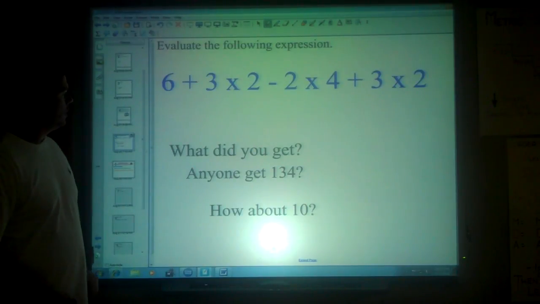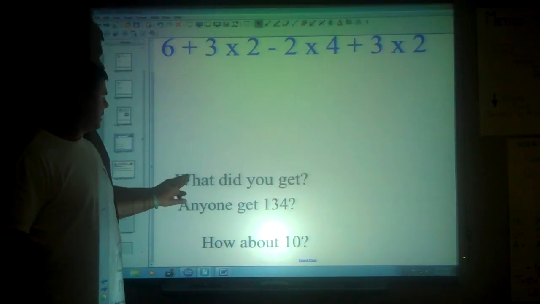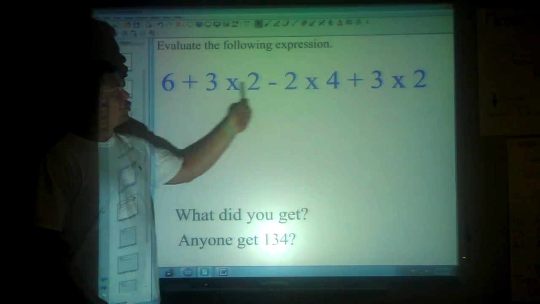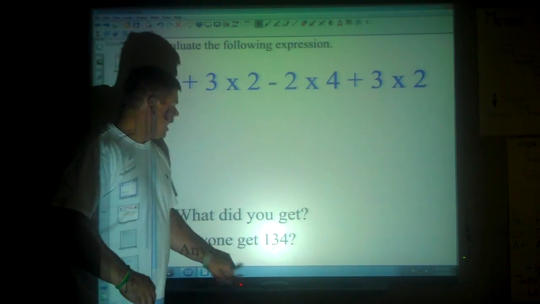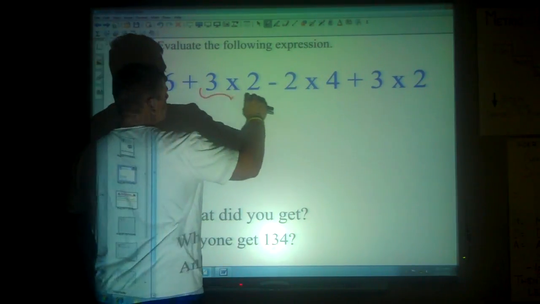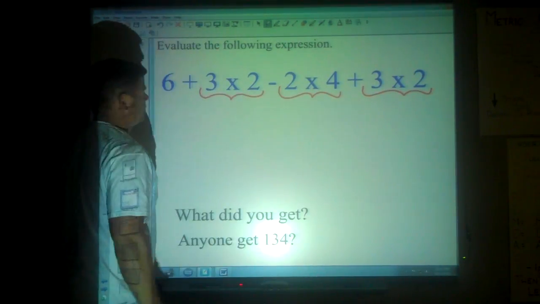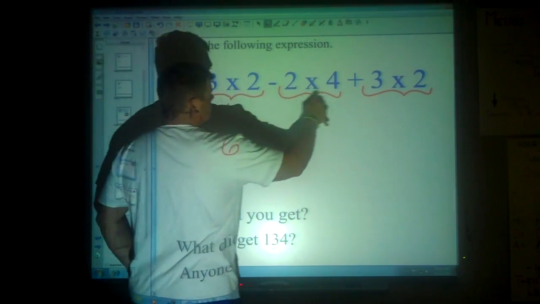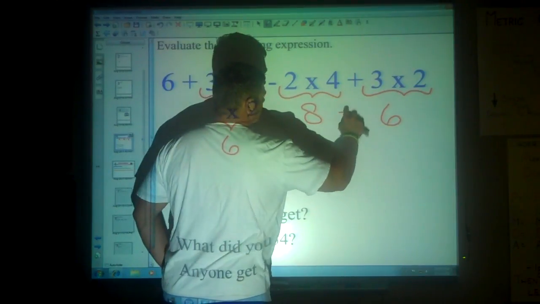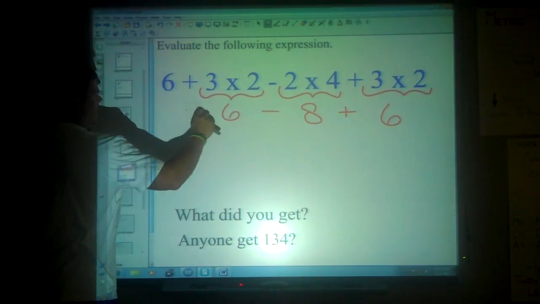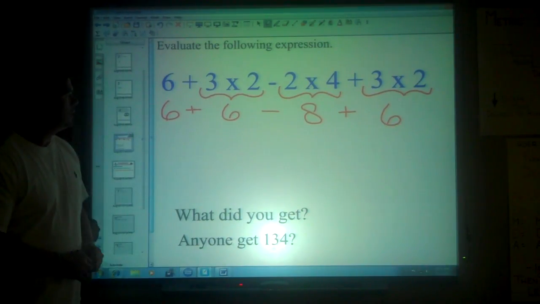So if I follow this order on this problem and actually pay attention to the order of operations, I have no grouping symbols and no powers, so I skip those first two steps. I am going to do the multiplication as I see it from left to right, which means this is going to make 6, this is going to make 8, and this is going to make 6. I still have plus, minus, and plus. None of that has changed.